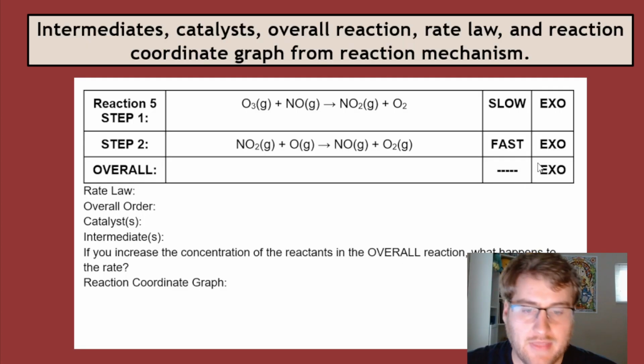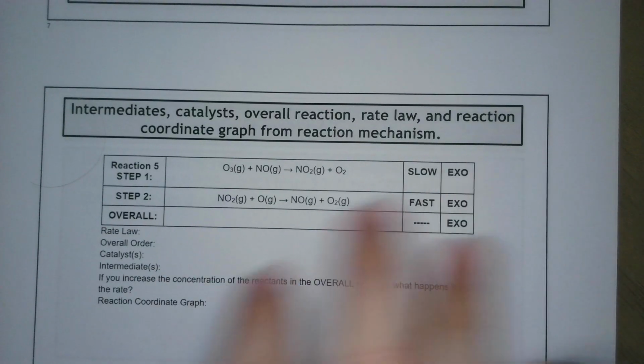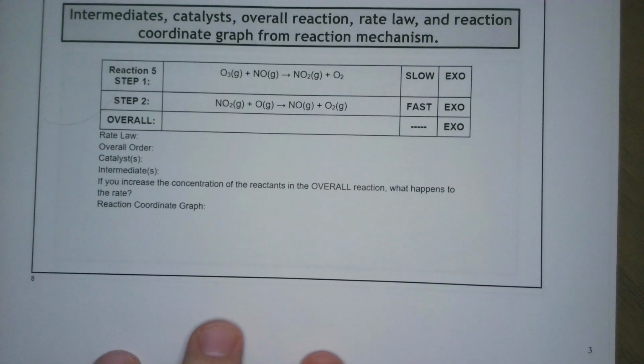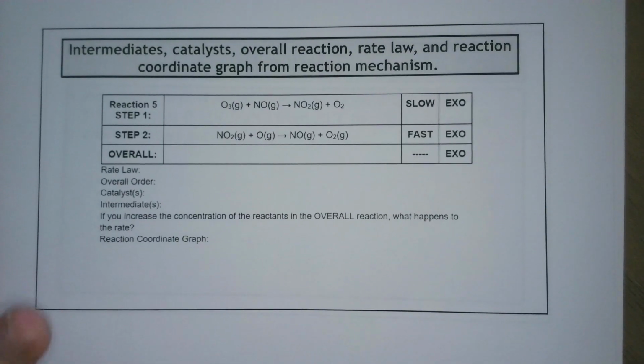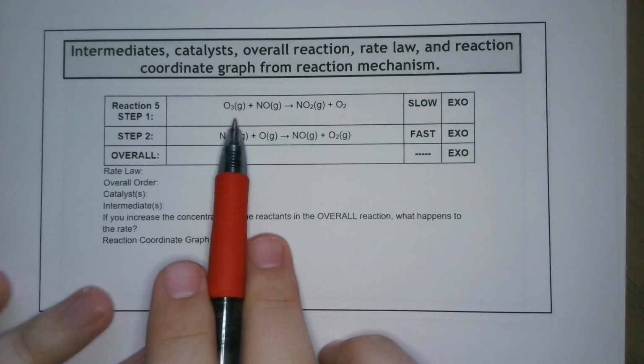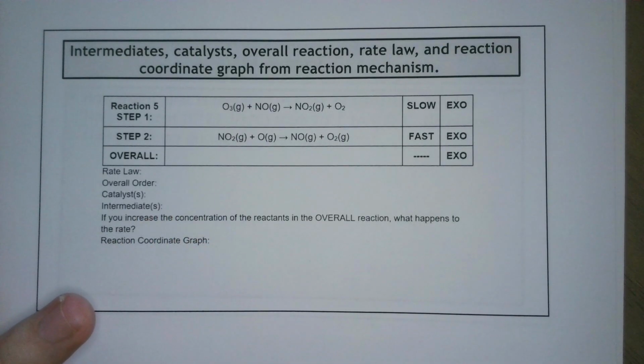Okay. And then we have this one. Let's go back to the document camera. All right. So this is the one with all these different vocab words that we need to know. And we have here a reaction, and this one happens in 2 steps. So we have a multi-step reaction.